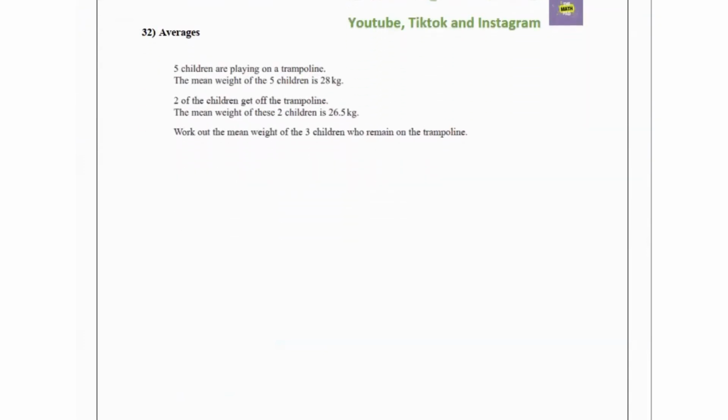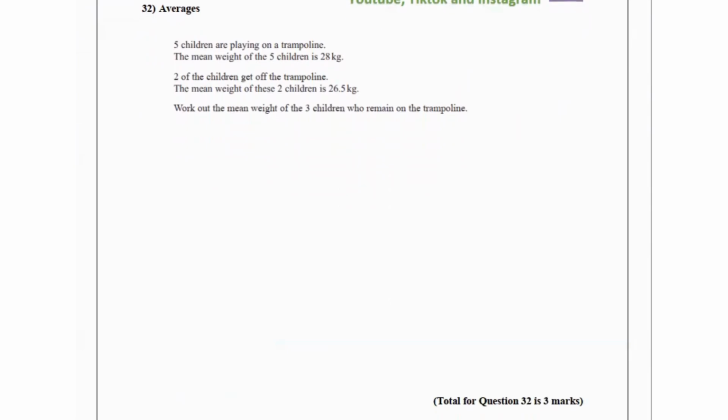Then it says 5 children are playing on a trampoline. The mean weight of the 5 children is 28 kg. 2 of the children get off the trampoline. The mean weight of these 2 children is 26.5 kg. Work out the mean weight of the 3 children who remain on the trampoline. So first, let's begin and find the sum of the weight of the 5 children.